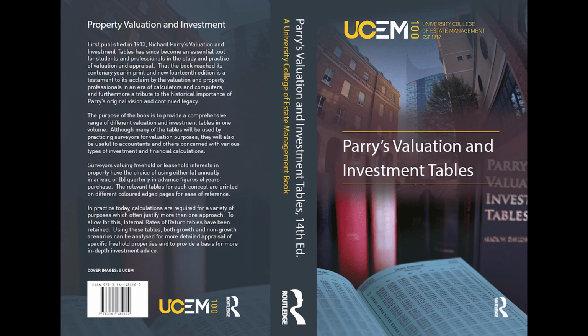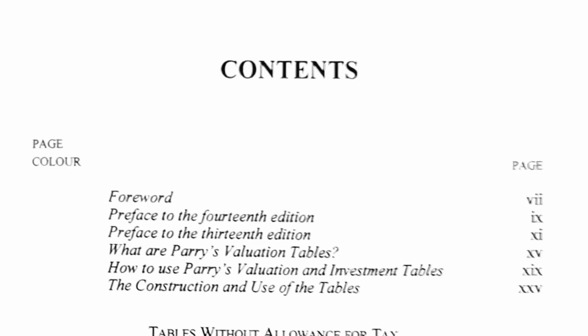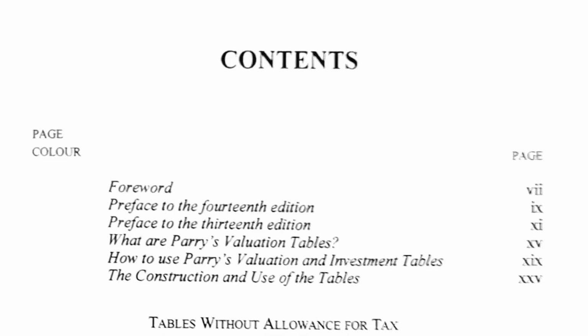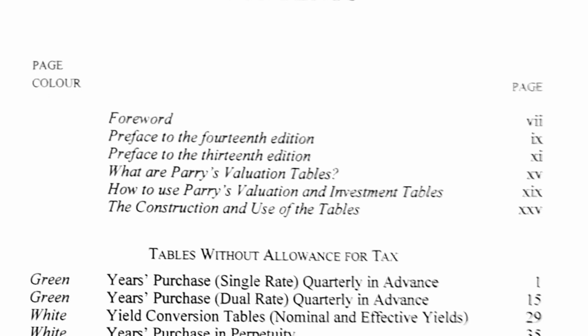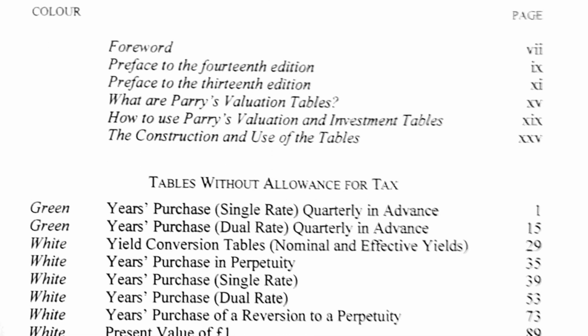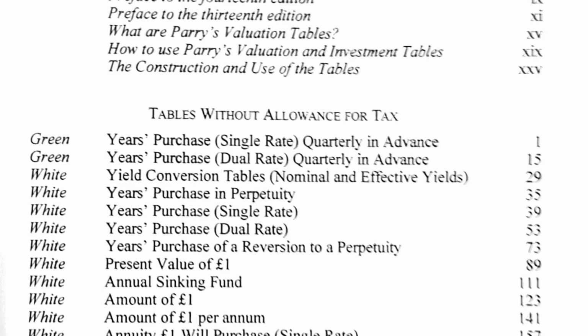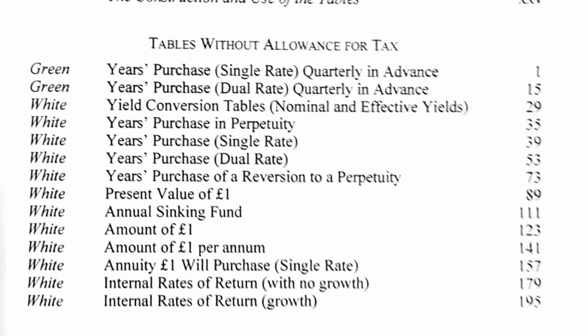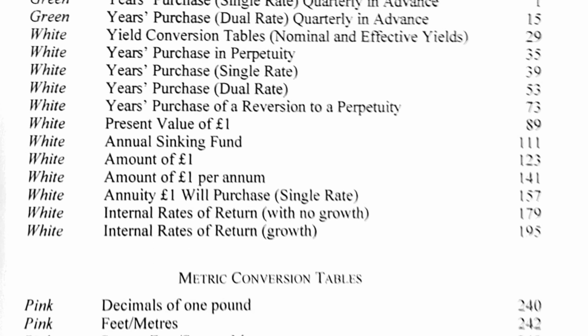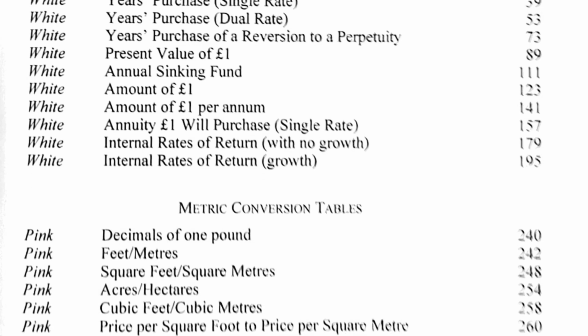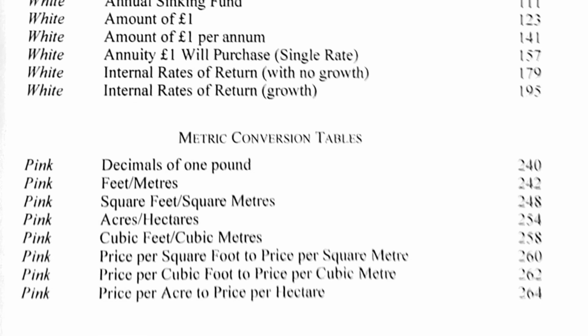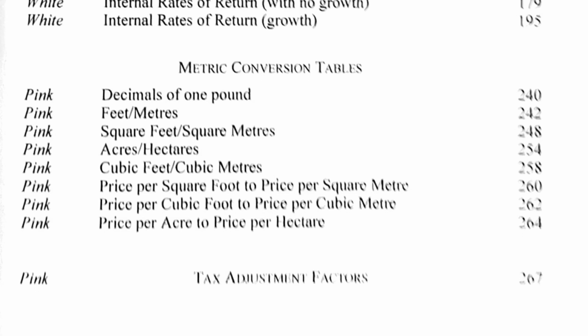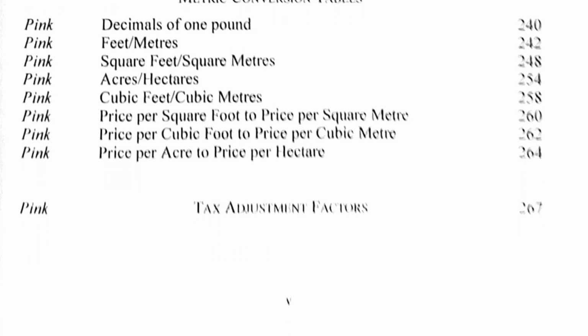When using the Parry table, the first thing you want to do is to accustom yourself with the contents page. That just makes your work easy. The contents page shows you the exact page where you find every table you're looking for. So instead of blindly flipping through the book, you can check the contents page to know where exactly you're going. As you can see, the contents page has been subsectioned into different categories.